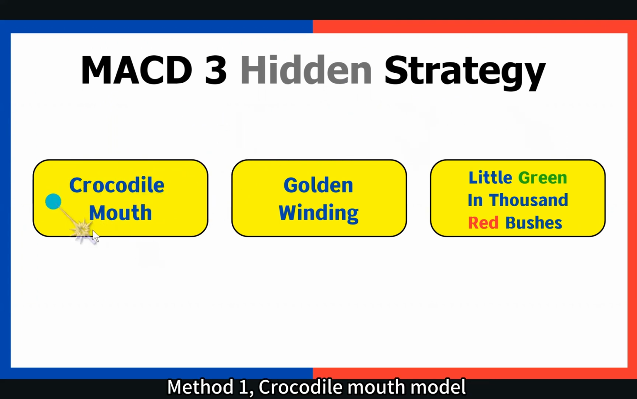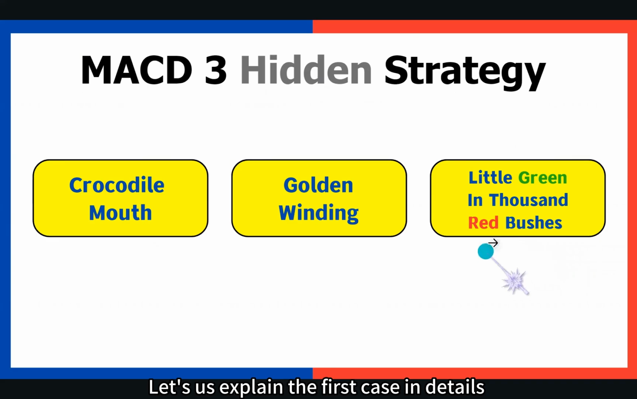Method 1, Crocodile mouth model. Method 2, Gold winding model. Method 3, little green in 1000 red bushes. Let us explain the first case in detail.